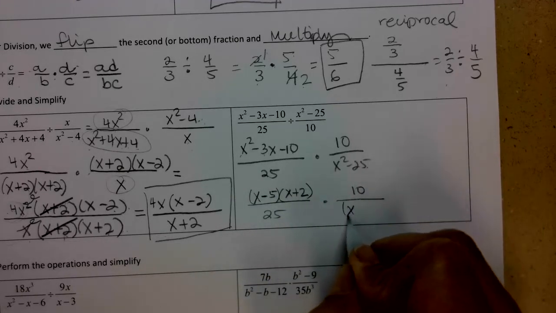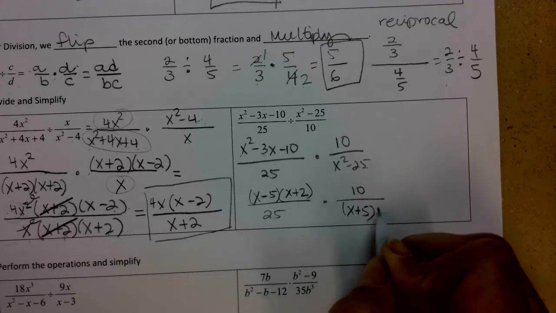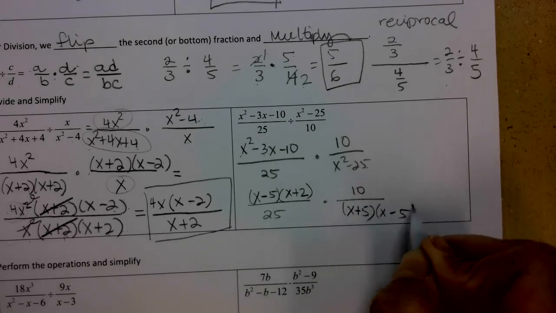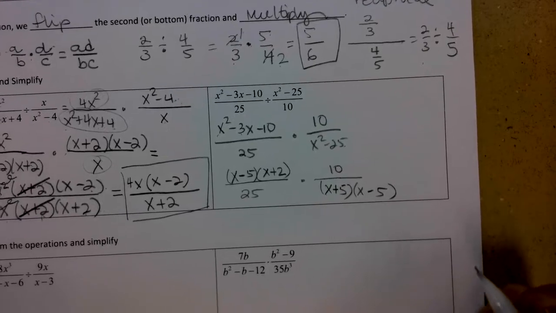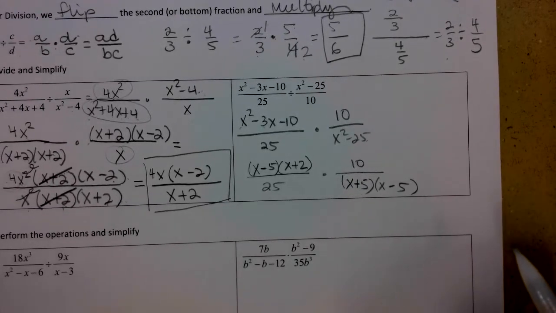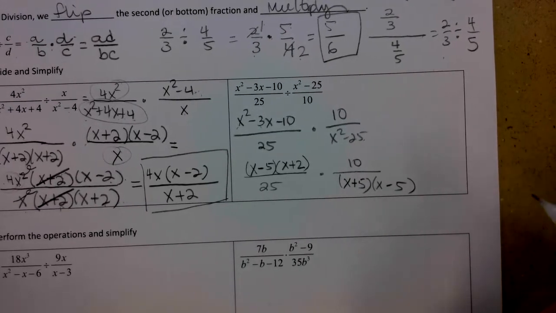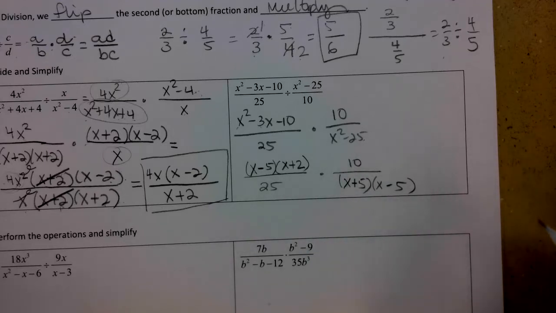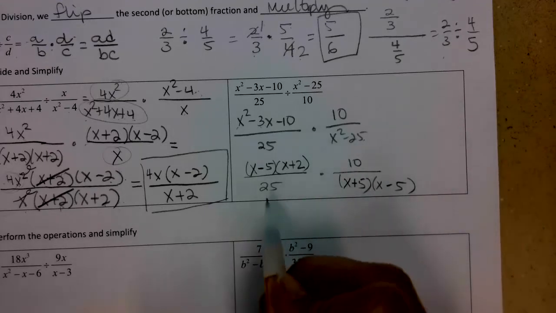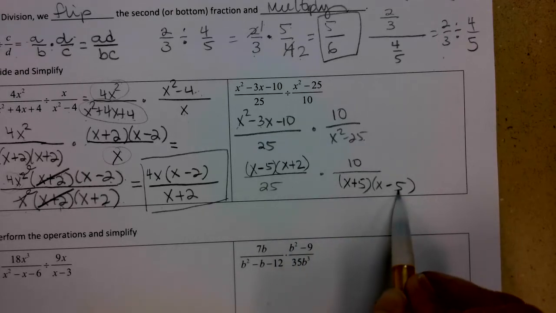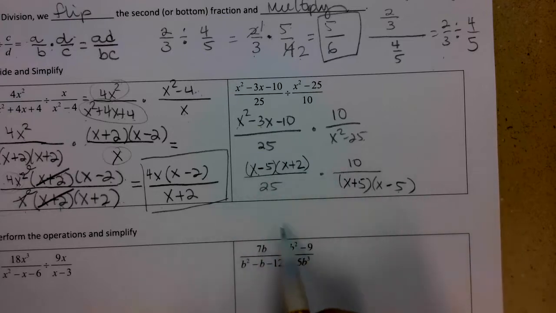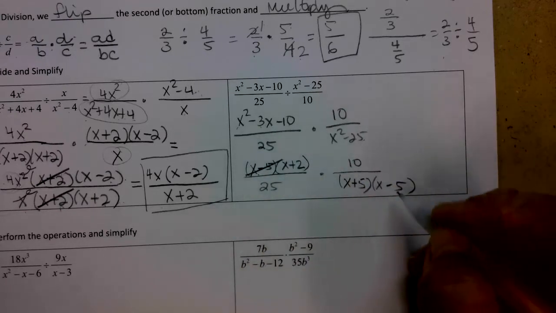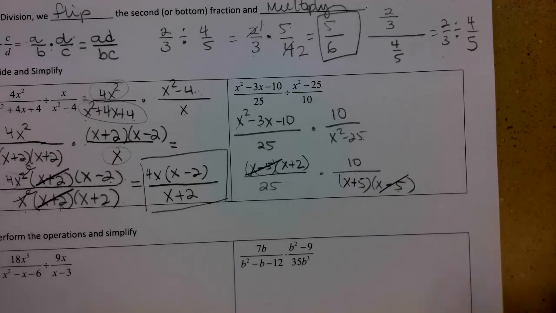X squared minus 25. You'll notice I go to difference of squares a lot. So x plus 5 times x minus 5. Look for those common factors. I'm going to go ahead and leave them like this because I ran out of room. X minus 5 on the bottom, x minus 5 on the top, right? Everybody's tied up in multiplication now. So I can get rid of my x minus 5s.